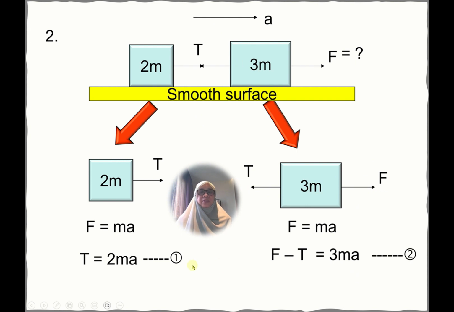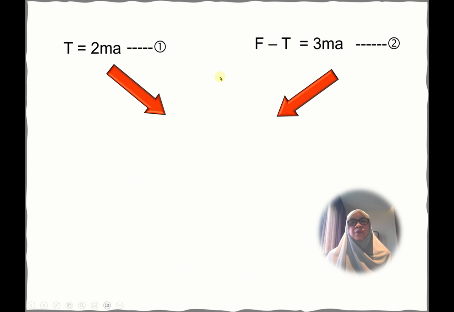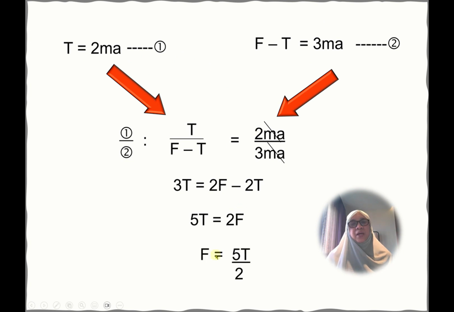Now we use simultaneous equations to solve for F, from these two equations just now. We combine both. We can use the ratio; it's up to you to use whatever method. So let's say we use the ratio method. It's 2ma over 3ma equals T over F minus T, and we cancel ma, so we get 3T equals to 2F minus 2T by cross multiplying. Rearrange the equation here to get F. So F we get equals to 5T over 2. So this is the answer, 5T over 2.